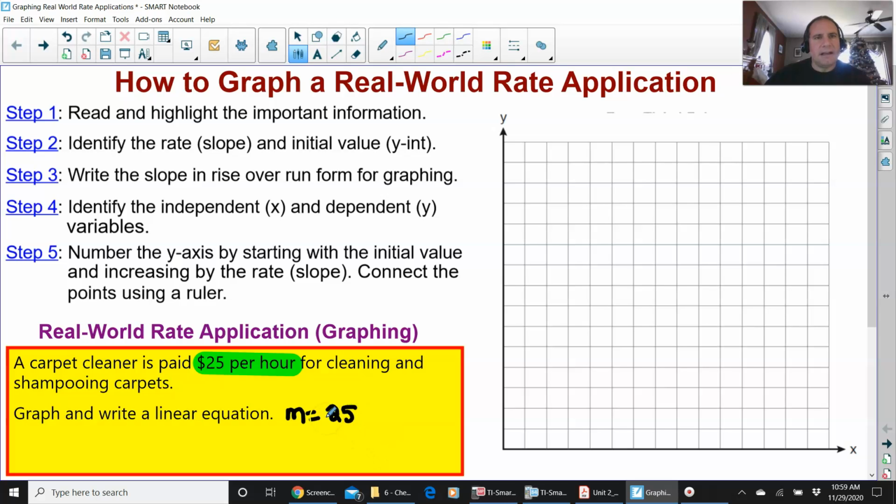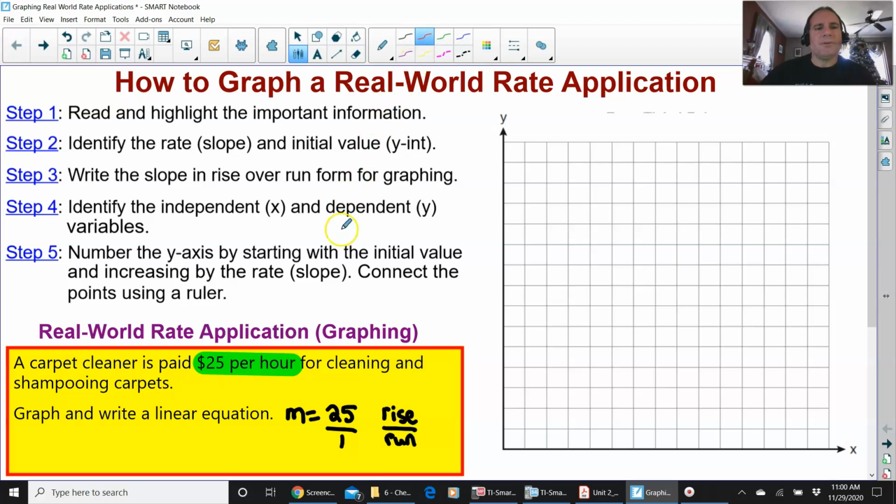And since I am graphing this, it has to be in that rise over run format. I want it in that rise over run format. So I am just going to go ahead and put a 1 underneath that 25. 25 over 1 is 25. So I did not change it.